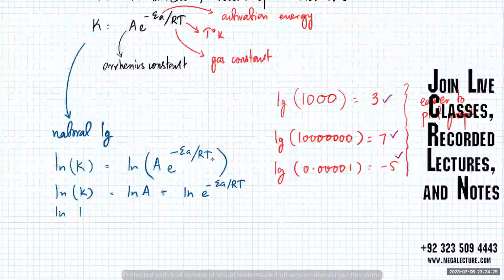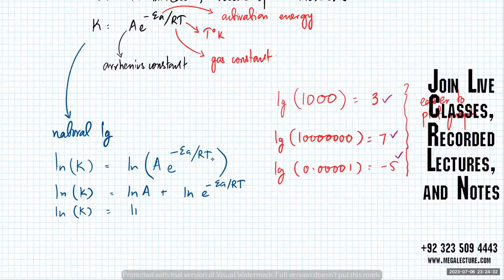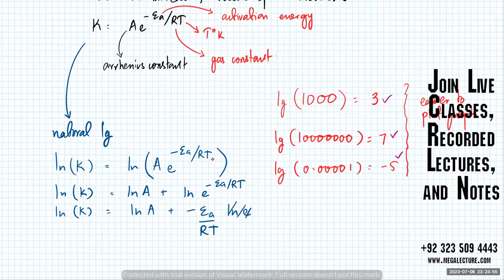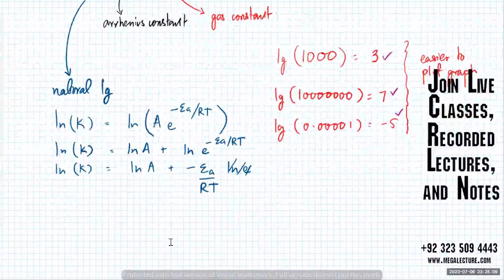And then it's going to be ln k. The power becomes the coefficient. So it's going to be minus Ea over RT times ln e. Now ln e is 1. Like e to the power of 1 is basically e, right? So you take the natural log of e, like you take the log of 10, that's going to be 1. So natural log of e is just going to be 1. Okay, is this clear? You end up with this expression. Is that clear?